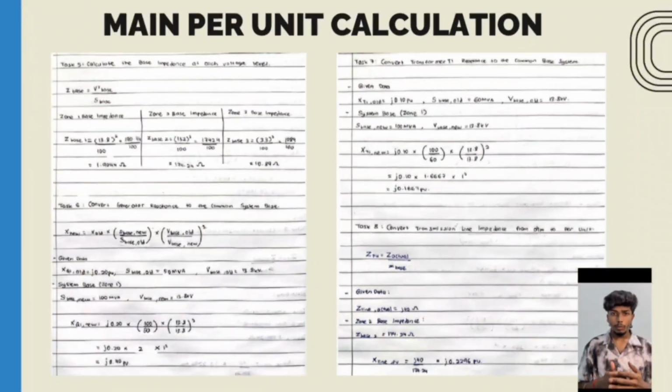Moving on to the next part, which is task 5, we establish our base impedance using the formula Z base equals V base squared over S base. This yields a base impedance of 1.9044 ohm for zone 1, a much higher 174.24 ohm for the zone 2 transmission line, and the last one, which is 10.89 ohm for zone 3.